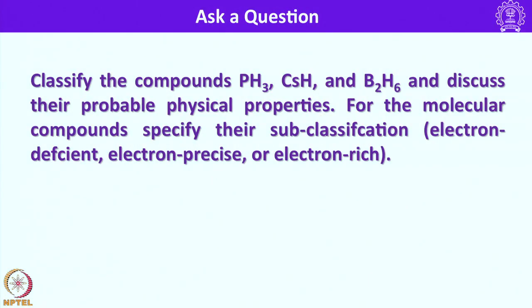Classify the compounds such as PH3, cesium hydride and diborane and discuss their probable physical properties. For the molecular compounds, specify their sub-classification, that means whether they are electron deficient, electron precise or electron rich. By simply looking into the heteroatom that is present in the hydrides, we should be able to tell based on the knowledge we have about these hydrides.